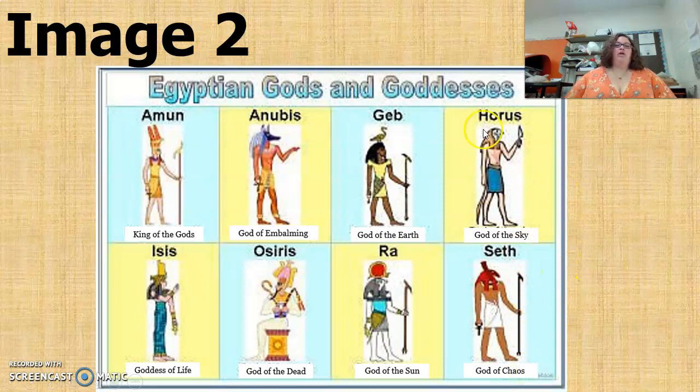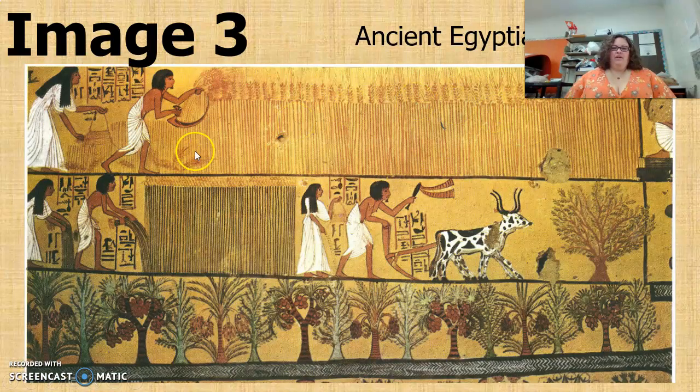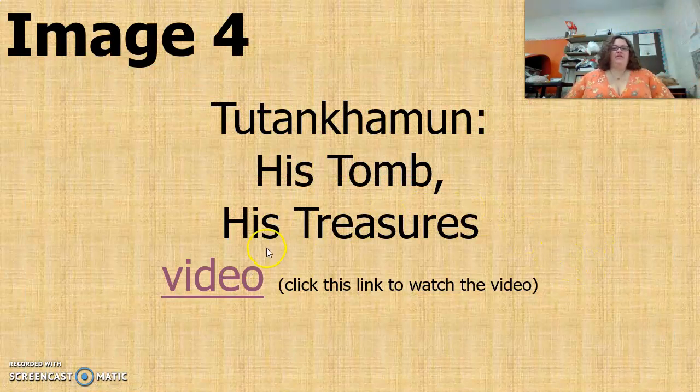Awesome. So you are going to make an observation about this image. Some of you may recognize it from last week, but this is an image about ancient Egyptian agriculture. We are not making inferences. We are not connecting to what we already know. We are just making observations. So what do you see? And you are writing one of those down on the back where it says image 3. There you go. And the last one, Tutankhamun, his tomb, his treasures.